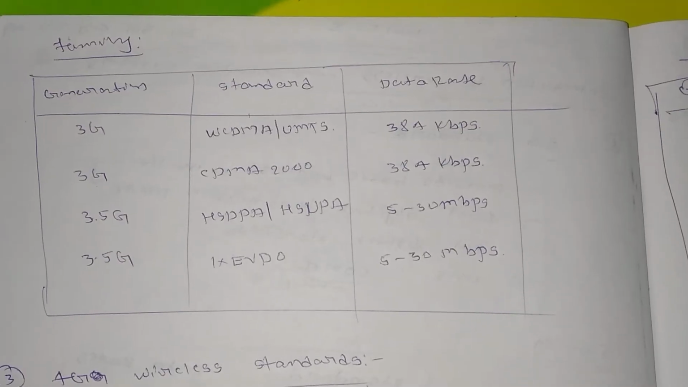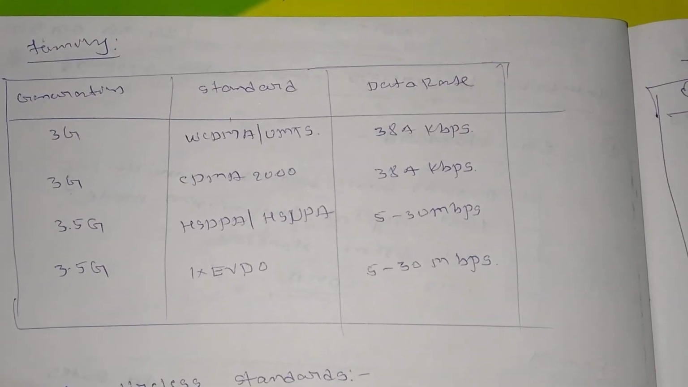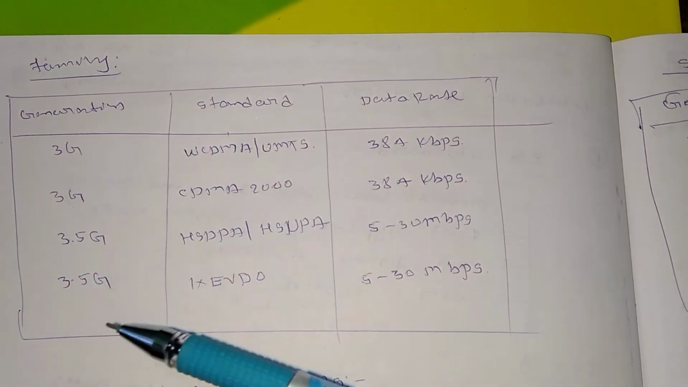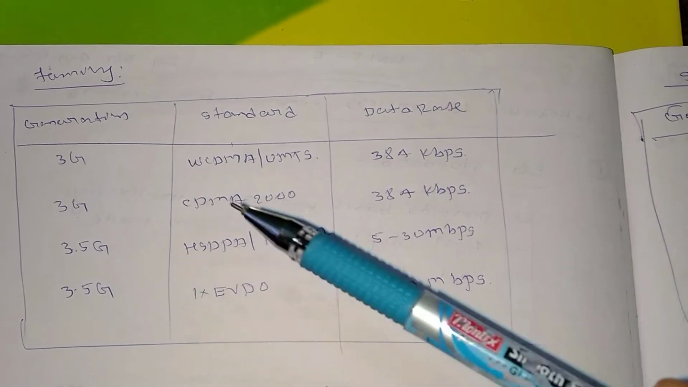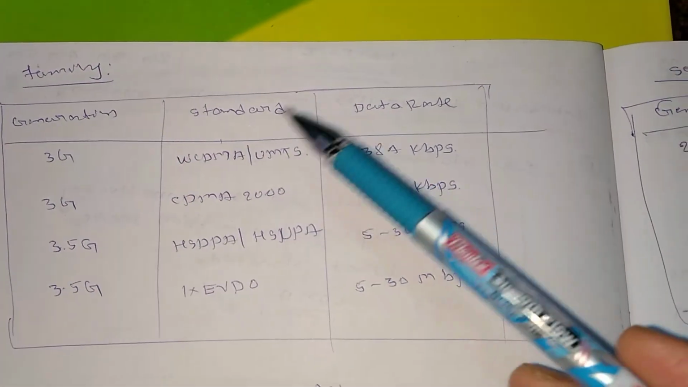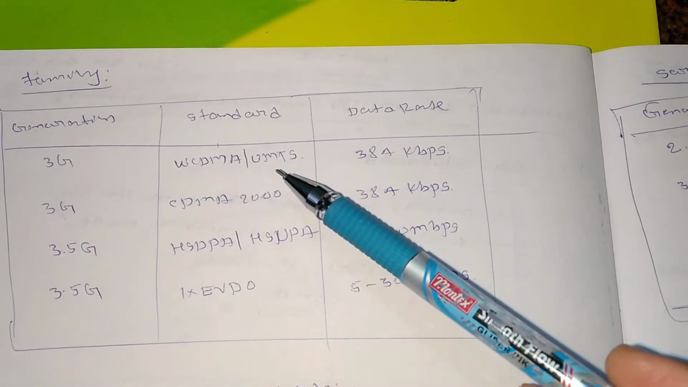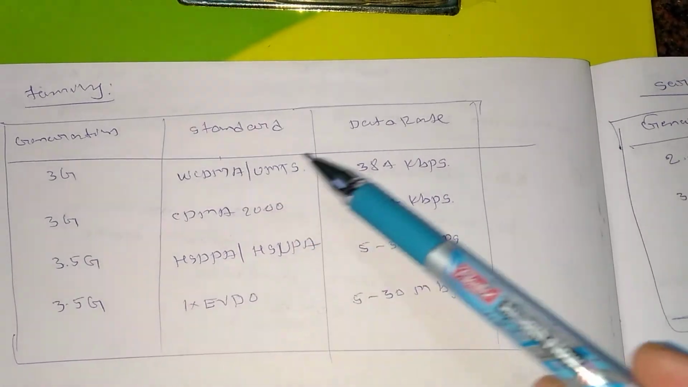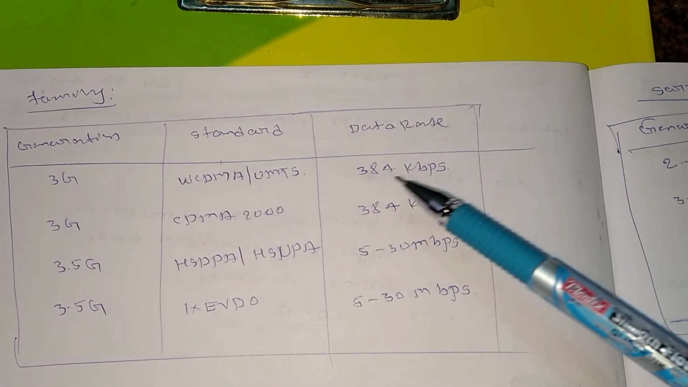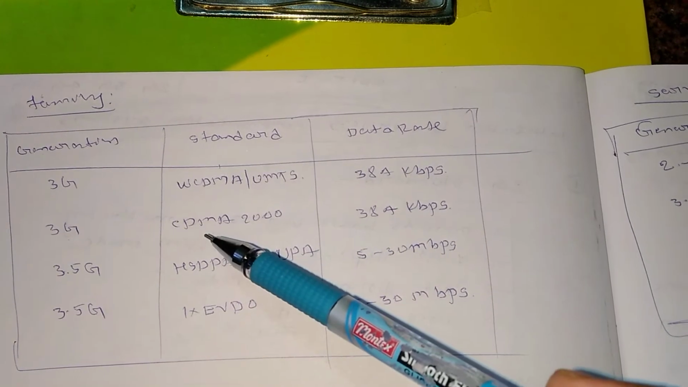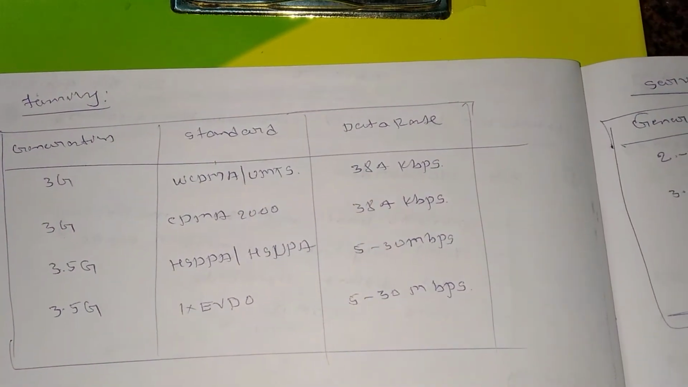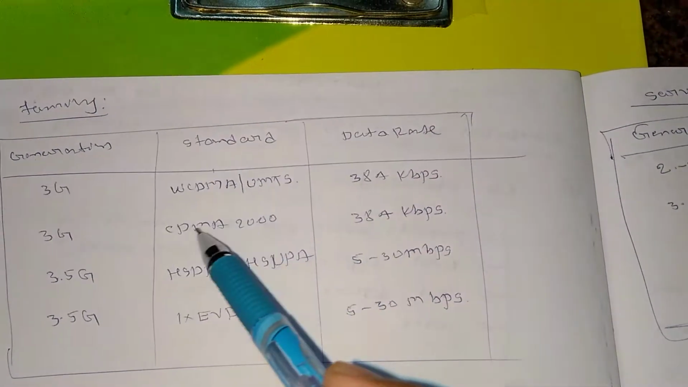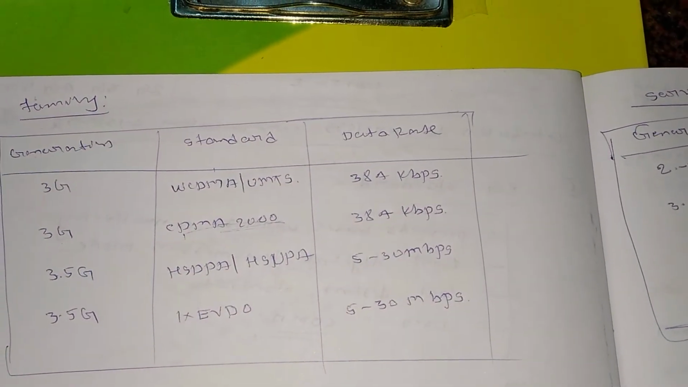Now if we concentrate on the family of 3G, we have generation, standard, and data rate. 3G has generations 3G and 3.5G. The standards are WCDMA, or UMTS, wideband code division multiple access, and the data rate is 384 kilobytes per second. For the CDMA 2000 standard, the data rate is again 384, but the connectivity was good, and CDMA 2000 is the popular one in 3G.